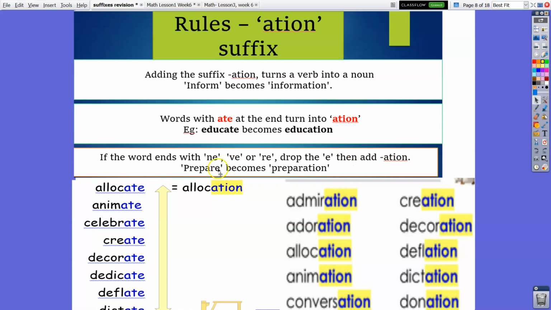Like the word prepare, drop the e, add ation, becomes preparation. Allocate, drop the e, add ation. Same with animate, celebrate, create, decorate, dedicate, deflate, and dictate. Just remove the e and add ation. But if the word, for example, admire, ends with e, drop the e again and add ation. Okay, so that's the suffix ation.